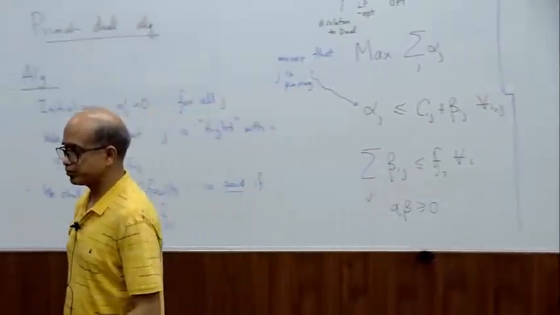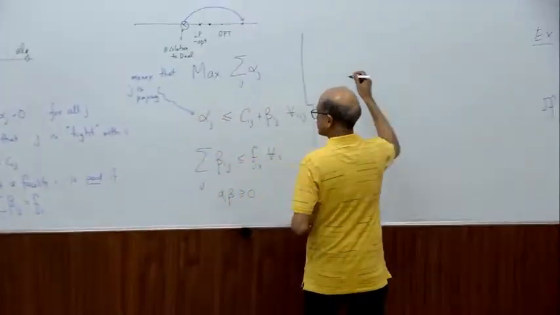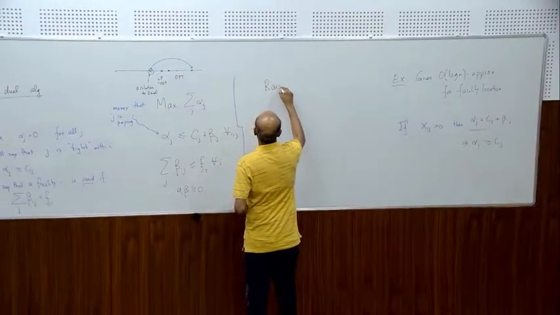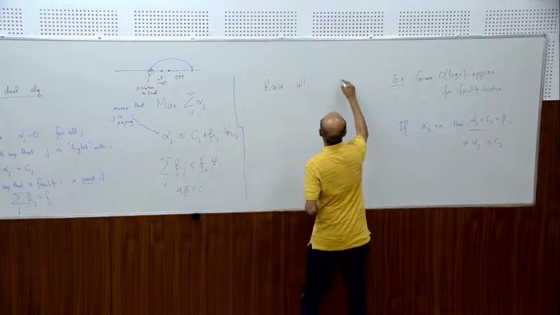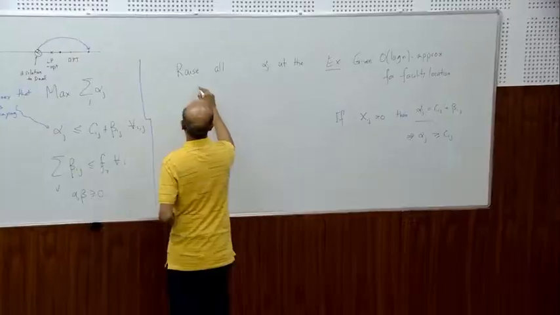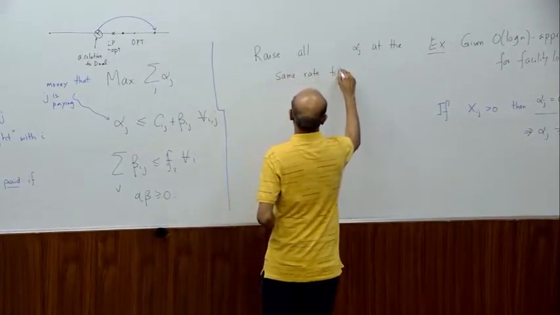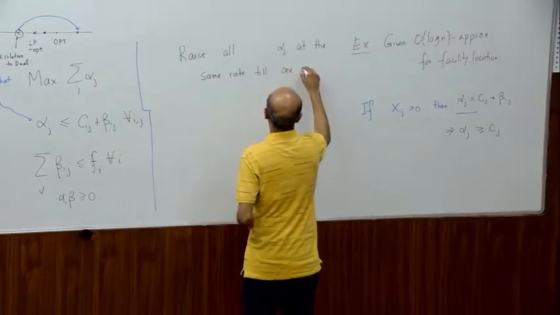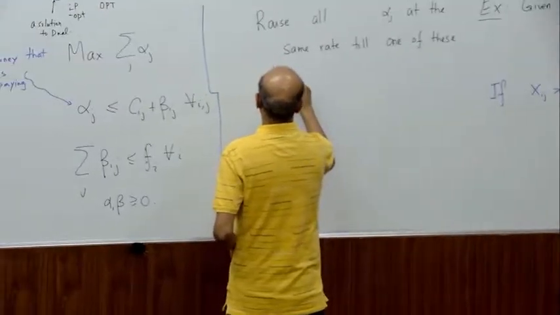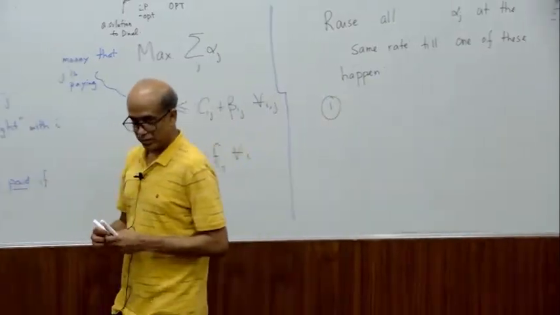Okay, so everyone, raise all alpha j at the same rate till one of these events happens. Okay, so everybody is raising.